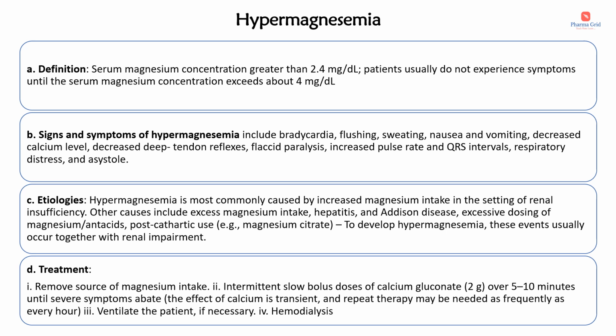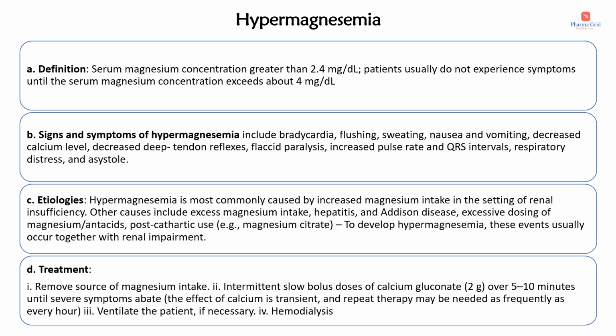Etiologies. Hypermagnesemia is most commonly caused by increased magnesium intake in the setting of renal insufficiency. Other causes include excess magnesium intake, hepatitis and Addison's disease, excessive dosing of magnesium and antacids, post-cathartic use, for example magnesium citrate. To develop hypermagnesemia, these events usually occur together with a renal impairment.